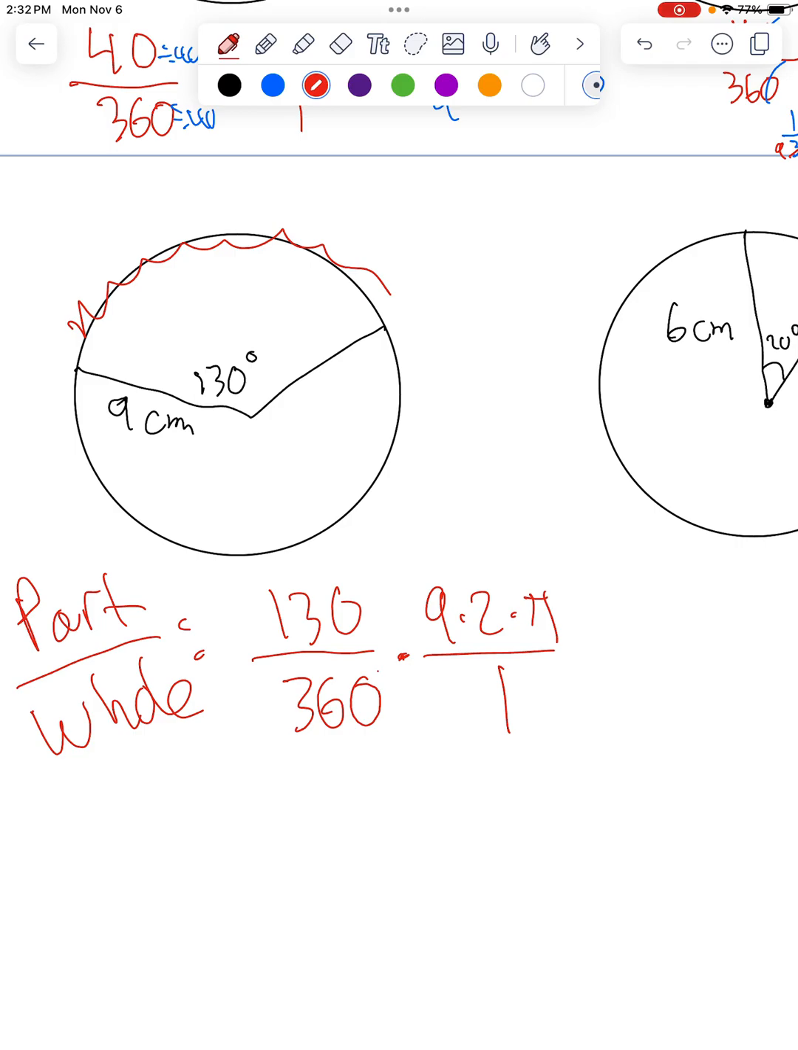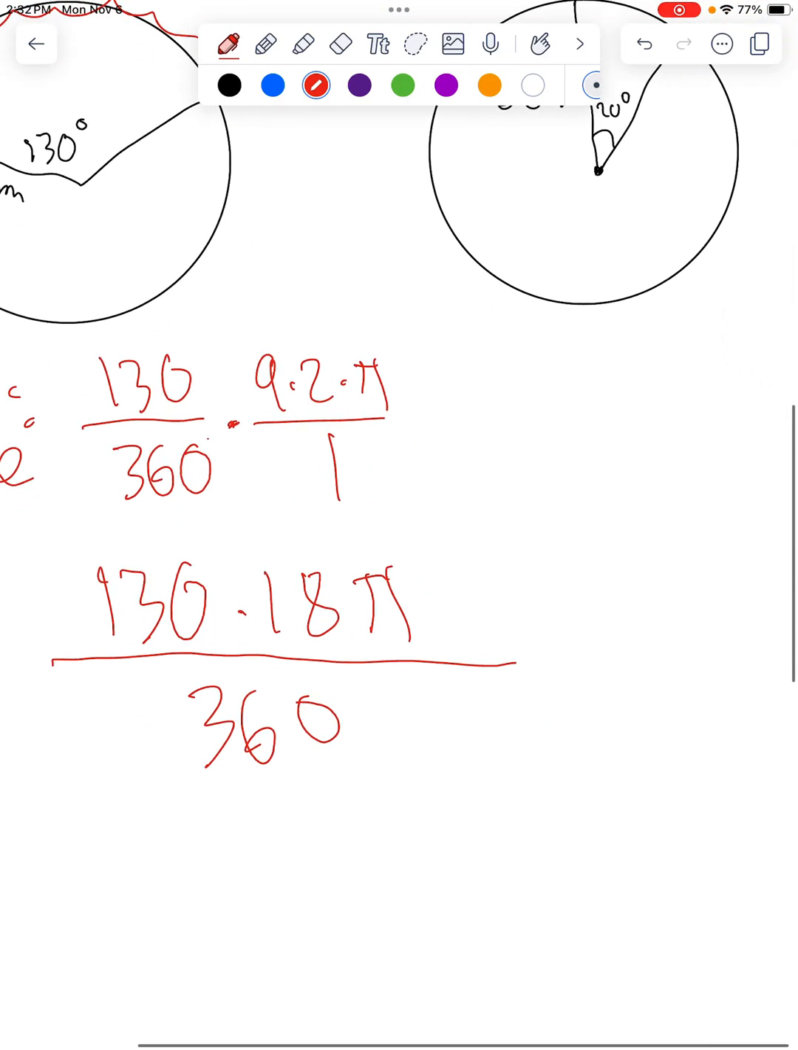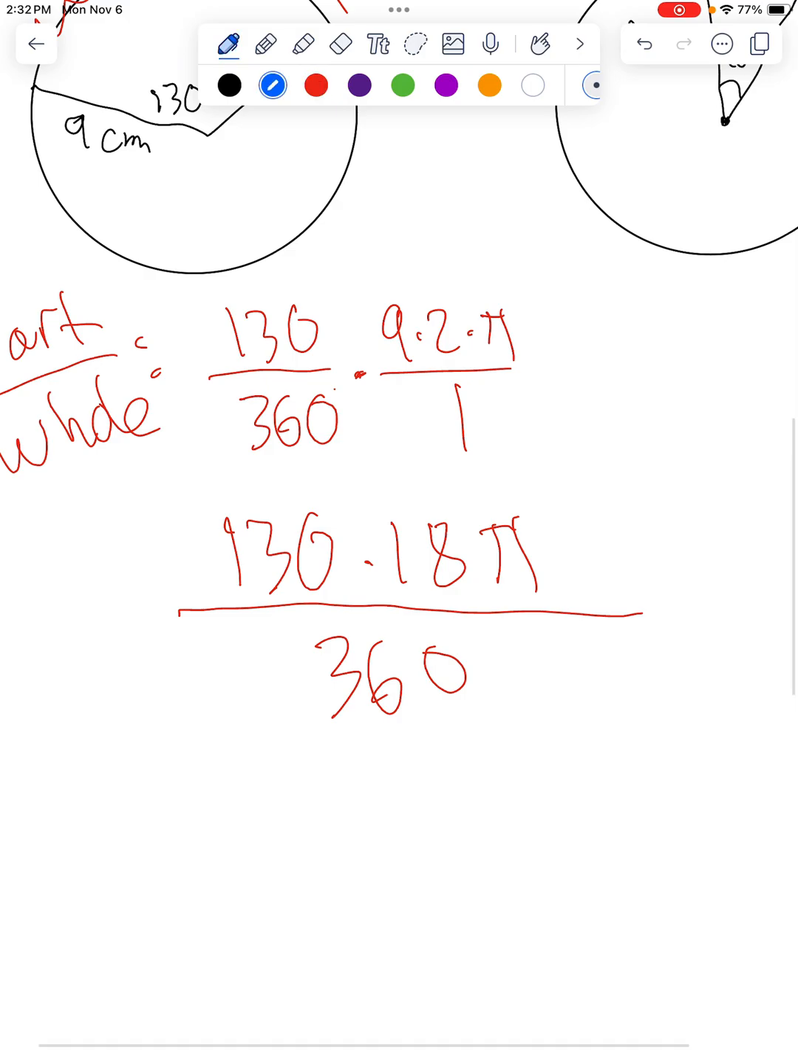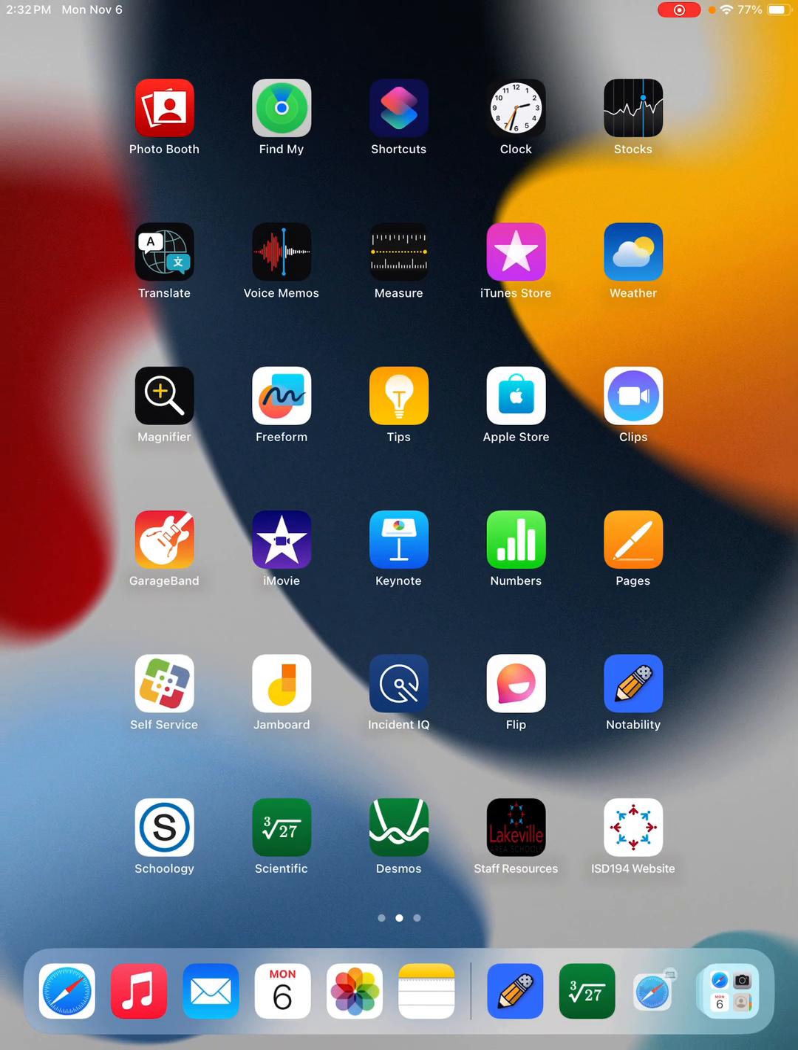So I'm just looking again to simplify 130 times 18 pi all over 360. Well, I know that 18 divided by 360 is 1/20th. So I'm going to automatically simplify. Again, this becomes a 1. This becomes a 20. So now I have 130 pi over 20. And this is what I would want to plug into my calculator.